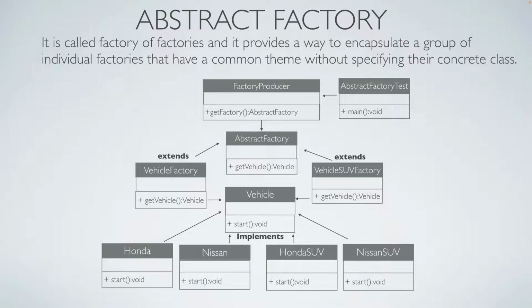Let's say if we want to get a SUV factory, we would be passing a parameter to get SUV factory and we would get the SUV factory. Similarly, to get vehicle factory, we would be passing a different parameter.